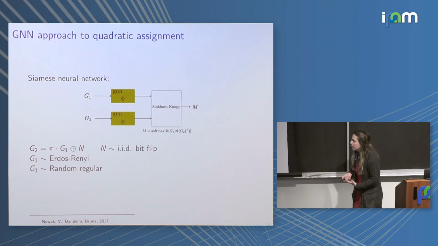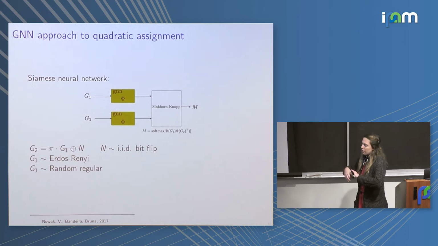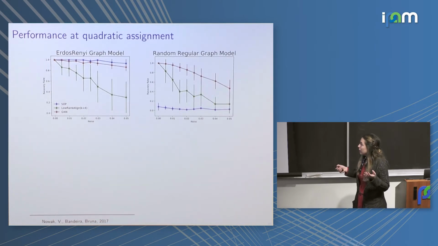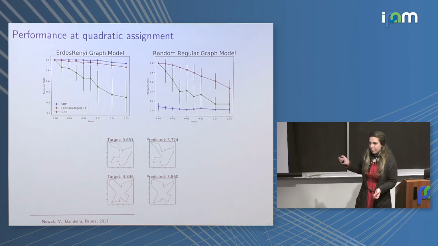And you can evaluate this graph neural network for some specific models. For instance, if you have a random graph and then you apply a permutation and you add some noise, like a random regular graph or Erdos-Renyi graphs, you can see that the graph neural network, in some cases, performs better than the semi-definite program or any spectral method, or comparable. And also you can see how it performs with the traveling salesman problem.